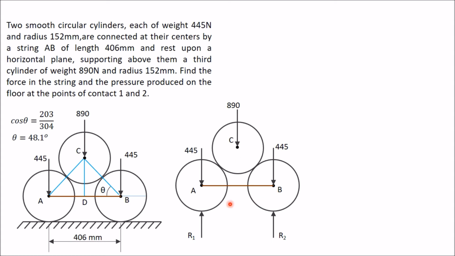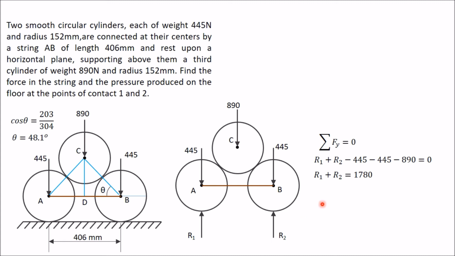Now in this free body diagram you can apply three equations of equilibrium. You can see that there is no force in the direction of the x-axis, so you won't get any equation for sigma Fx equal to 0. So apply sigma Fy equal to 0. You can see these three forces are acting vertically downward, that is the negative y direction, and these two are acting in the positive y direction. So the equation will become R1 plus R2 minus 445 minus 445 minus 890 is equal to 0. So these two will be plus and these three will be minus. From this you will get R1 plus R2 is equal to 1780 Newton.